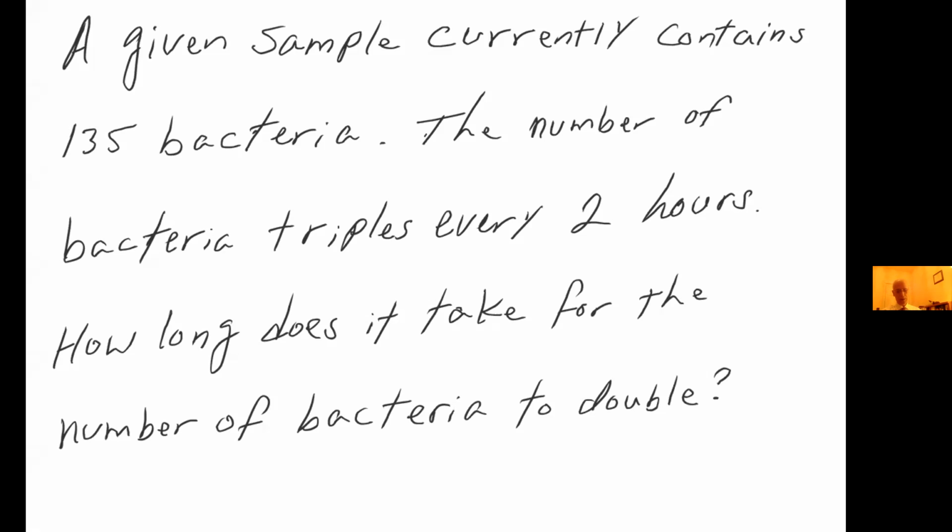Okay, well, since the growth of bacteria is continuous, I'm going to go ahead and use the formula N equals N initial e to the power of r times t, where N is the number of bacteria.